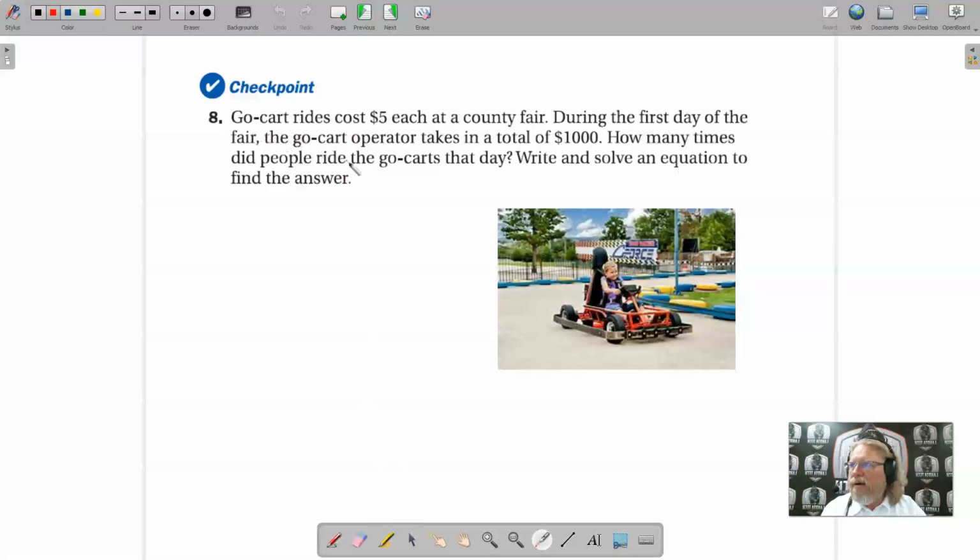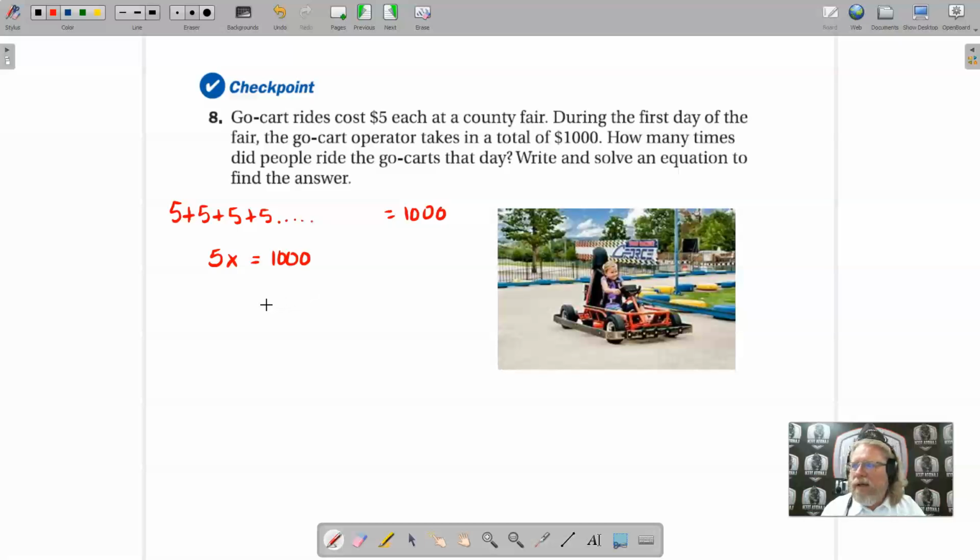Checkpoint here. Go-kart rides cost $5 each at a county fair. During the first day of the fair, the go-kart operator takes in a total of $1,000. How many times did people ride the go-karts that day? So if you think about it, it's 5 plus one ride plus another ride plus another ride, and we're just going to keep going until that number equals 1,000, right? Well, repeated addition of the same number is multiplication. So we're saying 5 times some number that we'll call x is equal to 1,000.